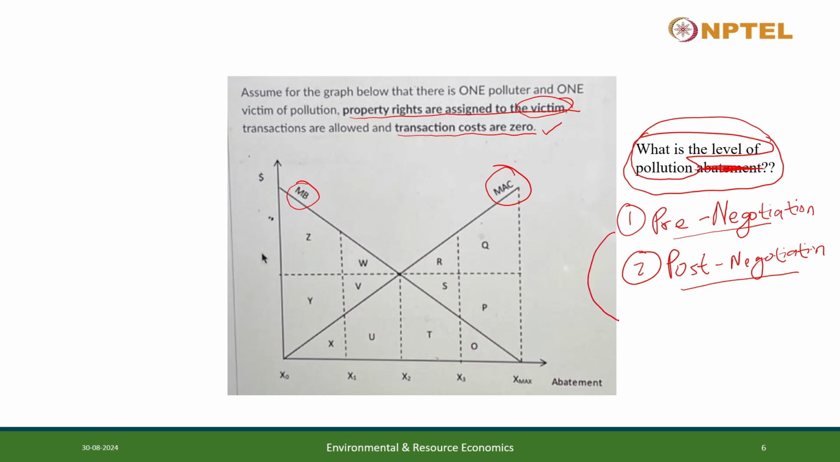Yes. So in the first case, when there is no negotiation between the polluter and pollutee, the victim has the right. So the victim does not want anyone to pollute the environment. So in the pre-negotiation case, the level of pollution will be zero. Now in the post-negotiation case, maybe another participant can answer: let's say now there is negotiation between the victim and the polluter, then what will be the level of pollution?